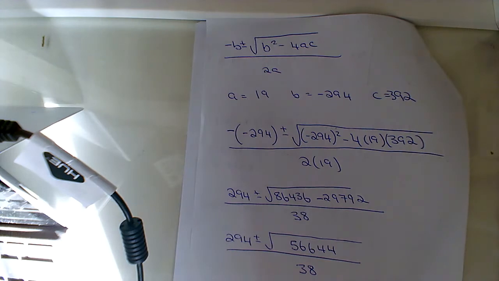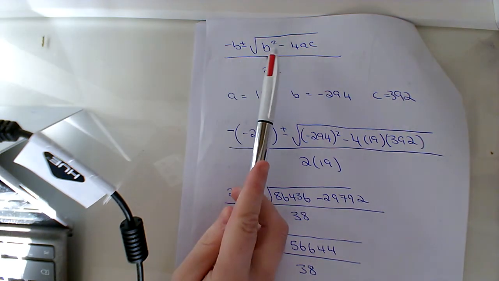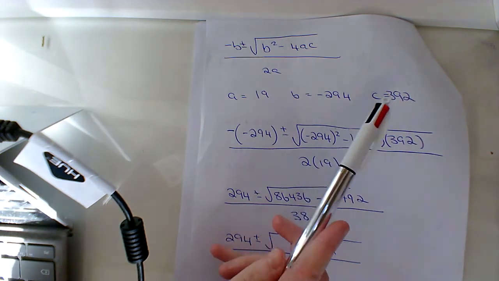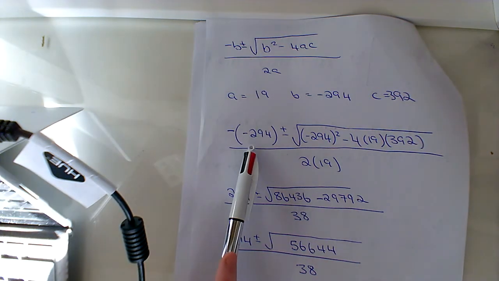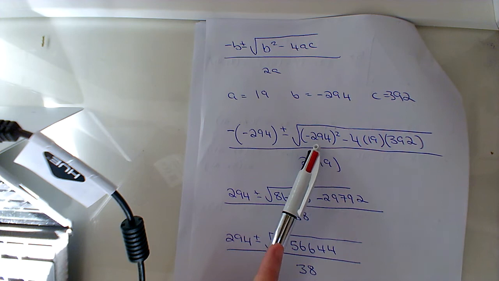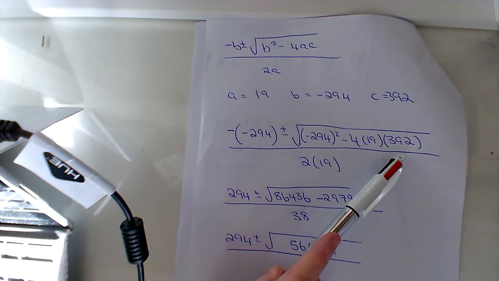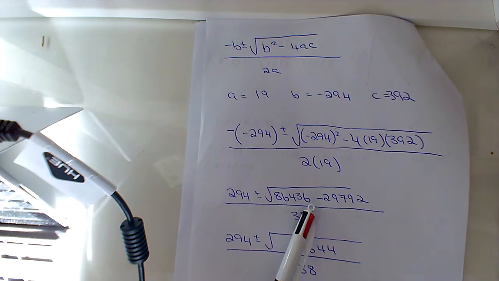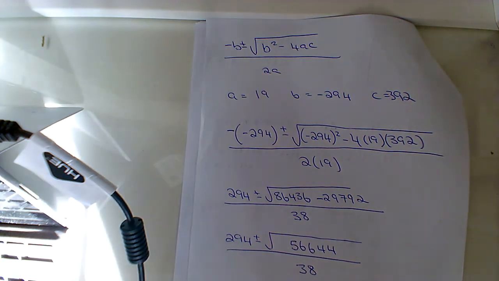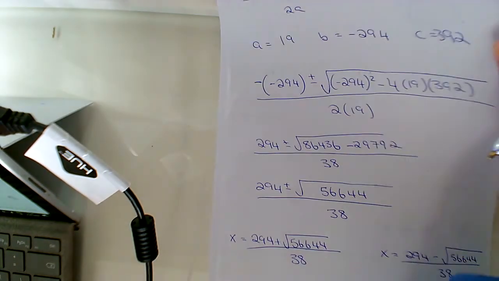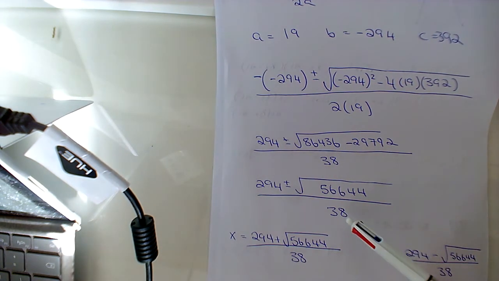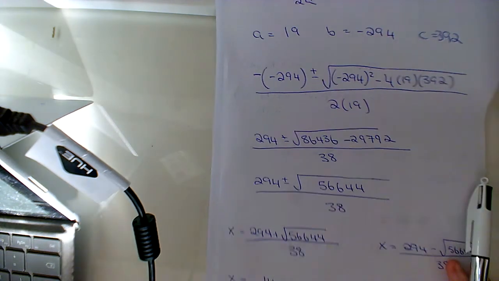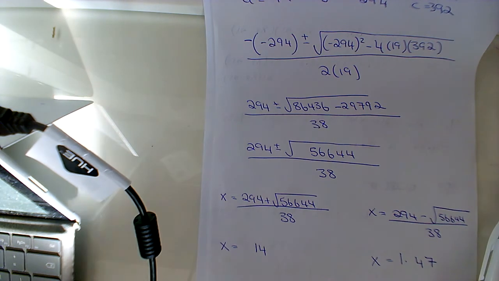I went off then and did my minus b formula, so minus b plus or minus the square root of b squared minus 4ac all over 2a. I have a is equal to 19, b is equal to minus 294, and c is equal to 392. So I have minus b is 294 plus or minus the square root of minus 294 squared minus 4 bracket a bracket c, all over 2 bracket a. So I have 294 plus or minus the square root of 86,436 minus 29,792 all over 38. So I have 294 plus the square root of 56,644 all over 38, and I have 294 plus this over 38, 294 minus this over 38, and I get x is equal to 14, and I get x is equal to 1.47.